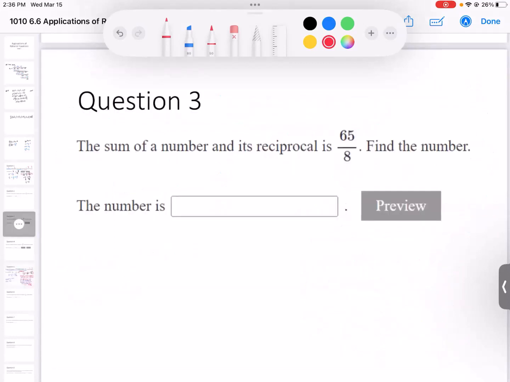So on this one, it says the sum of a number and its reciprocal is whatever fraction you're given. I have 65/8. And we're asked to find the number. So what is it that we're looking for in this one? It's just a single number, right? So then we say, okay, x is the thing I'm looking for, and I know that the sum of the number and its reciprocal is 65/8. So what do you think that equation would look like? x plus 1/x. Yep, that's right. Do you want me to finish solving it?